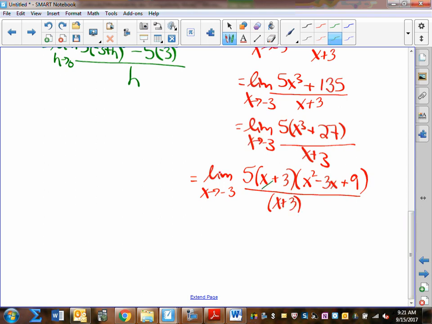Alright, so this looks very similar to what we did before. Now if we take -3 and substitute in, because direct substitution up here would have given us 0 over 0. And now if we try direct substitution, we get 5 times -3 squared is 9, minus 3 times -3 is 9, plus 9. So similar to what we were doing above. And we get 9 plus 9 plus 9 is 27, 27 times 5.